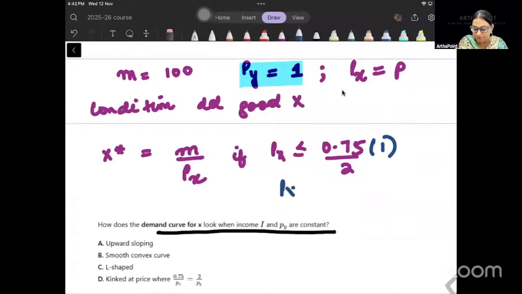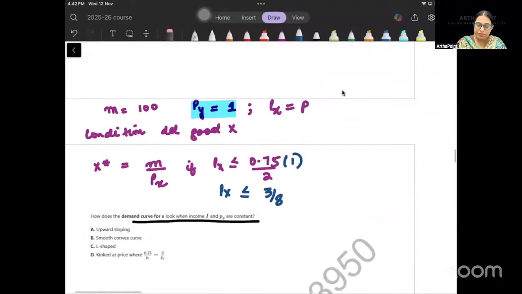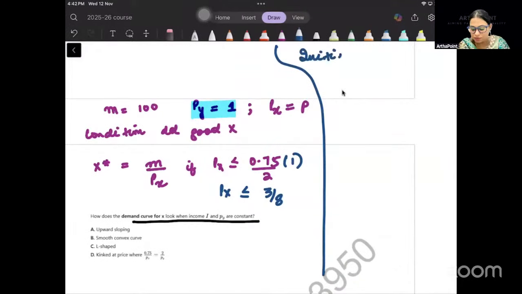So this happens if px is less than or equal to 0.75, which is 3 by 4 divided by 2, so this becomes less than 3 by 8. Okay. Now basically what it means. Suppose initially, can anyone just quickly tell me the decimal value of 3 by 8? What is 3 by 8? So 3 divided by 8 is 0.375. Okay. So you will get px less than or equal to 0.375.